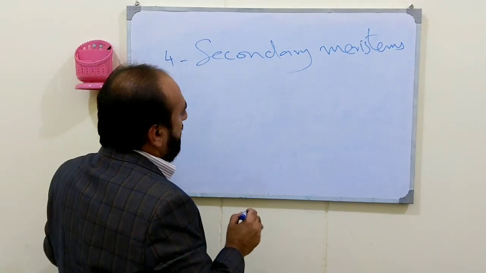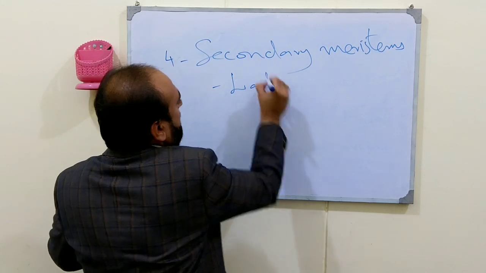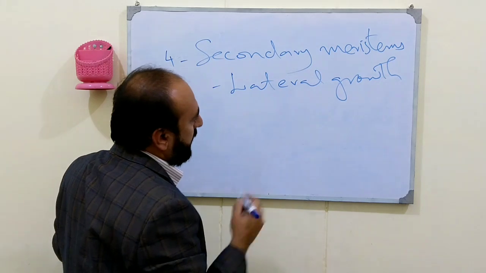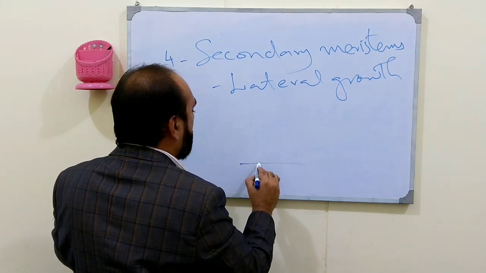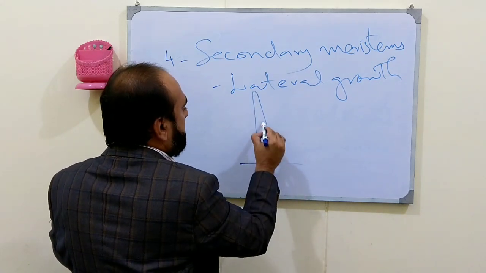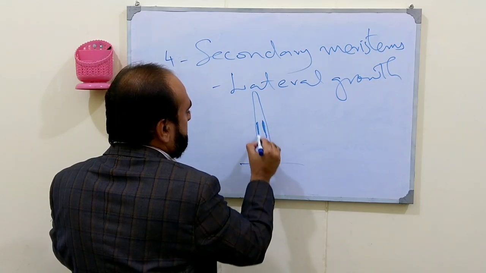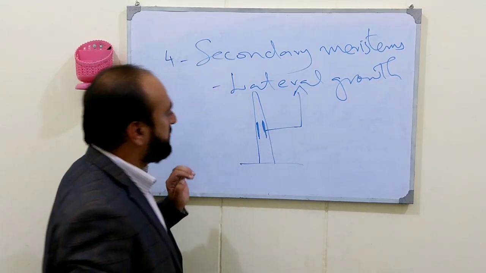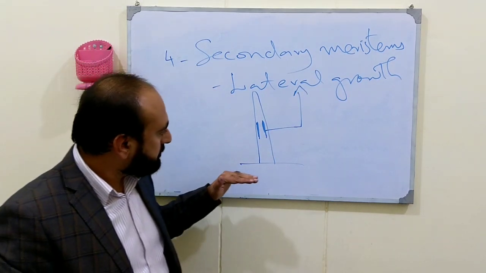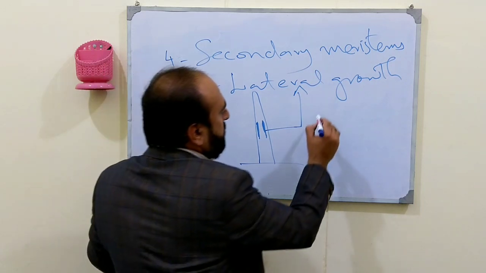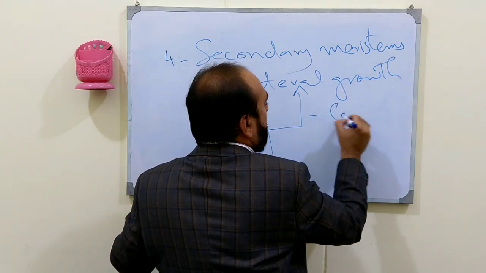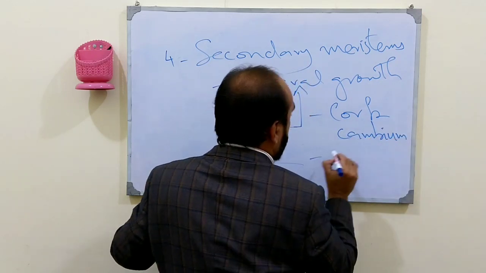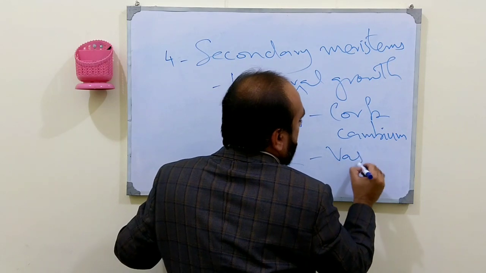Secondary meristems are responsible for lateral growth, so they are also called lateral meristems, and they are found in lateral parts of the plant. This is the secondary meristems. Secondary meristems have two types: cork cambium and vascular cambium.